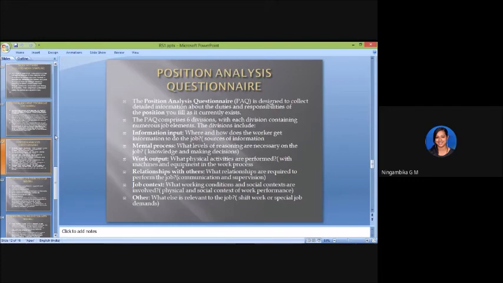And the next one is job context. So what working condition is he in? What are the physical and social context of work performance? Is he doing physical work or is he taking decisions? That can be analyzed in the job context.